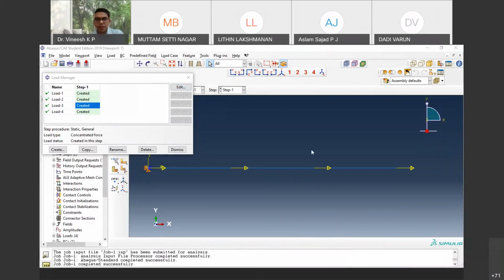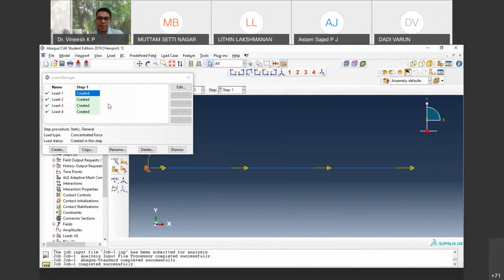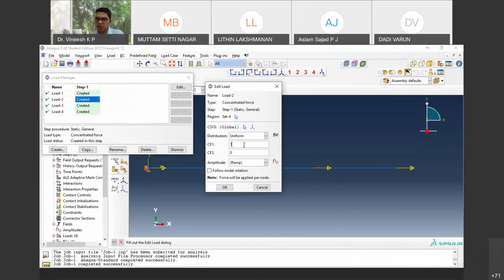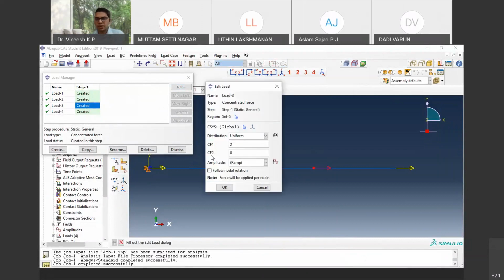Okay, so in Abacus, what I am going to do, in each node, I am going to apply the force which is derived if it is equally divided on node. So first node, what is the force? First node, it is 0.25. I have already applied. Then second node, I am just editing that one. Second node, it is 1. And third node, what is the force to be applied? Third node, we are applying 2.